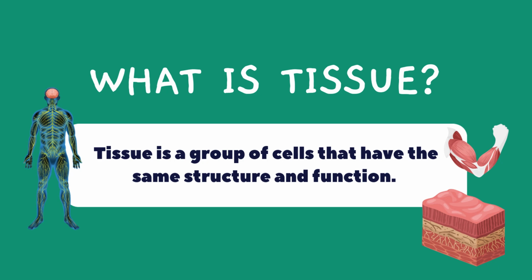There is epithelial tissue. They cover the surfaces and line all your organs, such as your skin. And even the lining of your digestive tract is covered with what's called epithelial tissue. We have connective tissue, which provides structure and support like bone and cartilage. We've got muscle tissue. We have nervous tissue. It transmits signals throughout the body and it's found within the brain and the nerves.